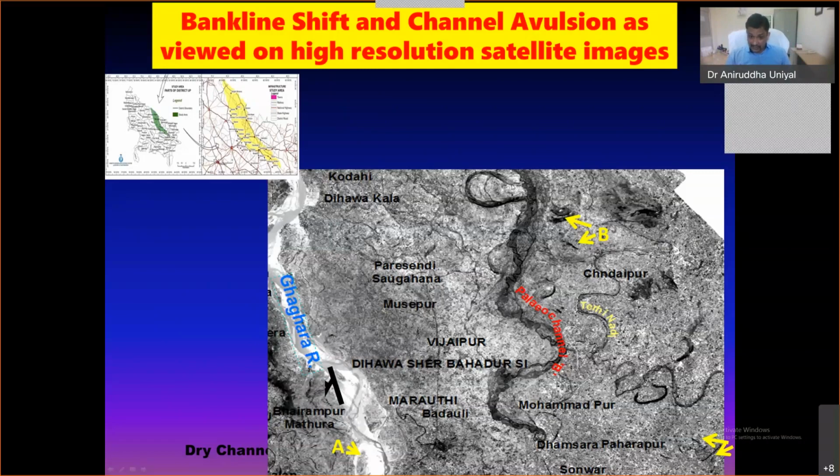And now you can see there are a number of oxbow lakes. Some oxbow lakes are here. Some old meanders can also be seen through it. So when we are mapping these paleo channels, even oxbow lakes, old meanders, some meander scars, we are able to reconstruct the earlier drainage pattern in this region.